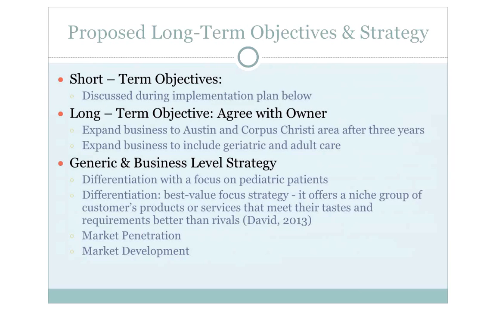So, long-term objectives and short-term objectives, and really the generic and business level strategy for Amour Healthcare. The short-term will be discussed during the implementation plan below. The long-term objective is really agree with what the owner's looking to do, and that's expand the business to Austin and Corpus Christi after 3 years, and expand the business to include geriatric and adult care.